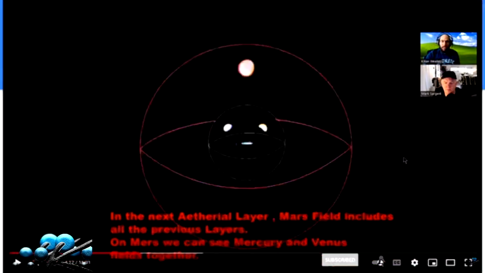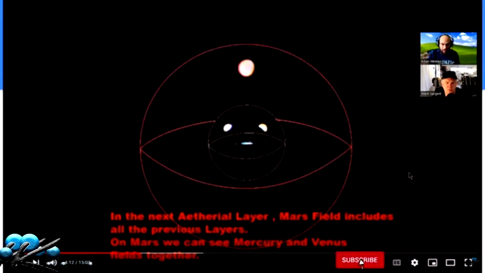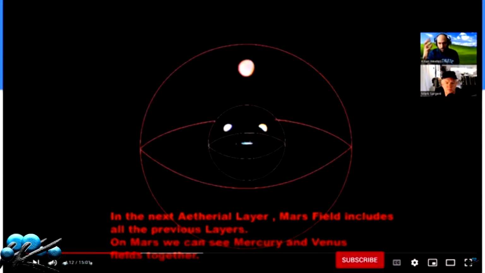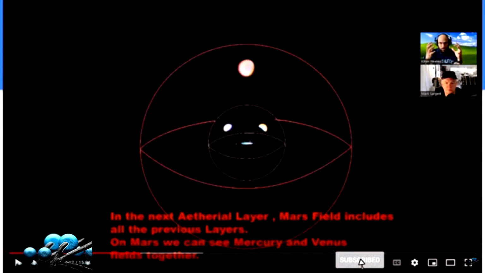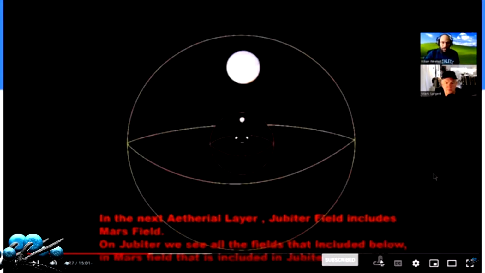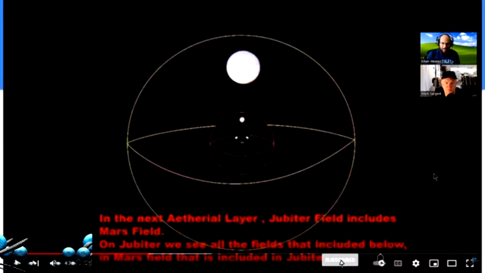So the next heaven, we're at the third heaven now. We have the layer field, which creates Mars, which is the combination of Mercury and Venus. So Mercury and Venus, one and two, create Mars, being the third. You go to the next layer, you have the Jupiter field, which includes the Mars field. On the Jupiter field, we see all the fields that include below. Mars field also includes the Jupiter.